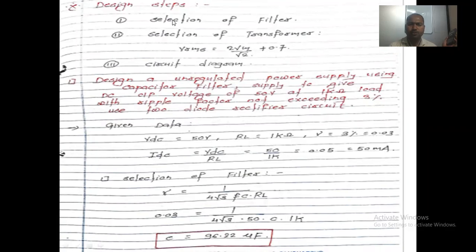Selection of filter, right? So for selection of filter, initially we have to calculate the current value, because we know that I equal to V upon R. For that purpose, initially we have to calculate the value of I. After calculating I, we have to find the second thing, that is the selection of the transformer. For that purpose we know that VRM is equal to Vm by root 2 plus 0.7. This is the formula for the calculation of the transformer. Okay, we have to calculate the transformer.